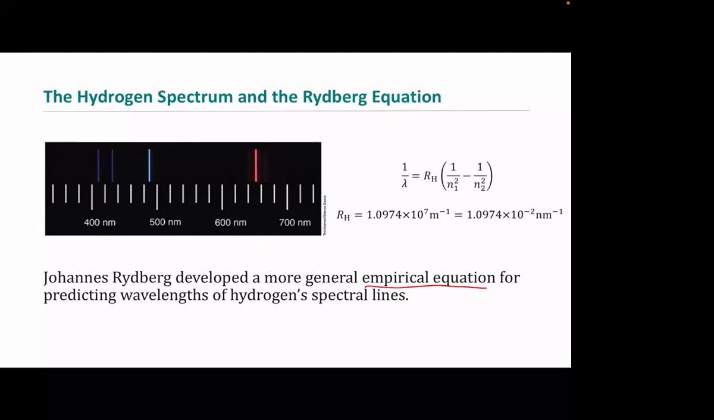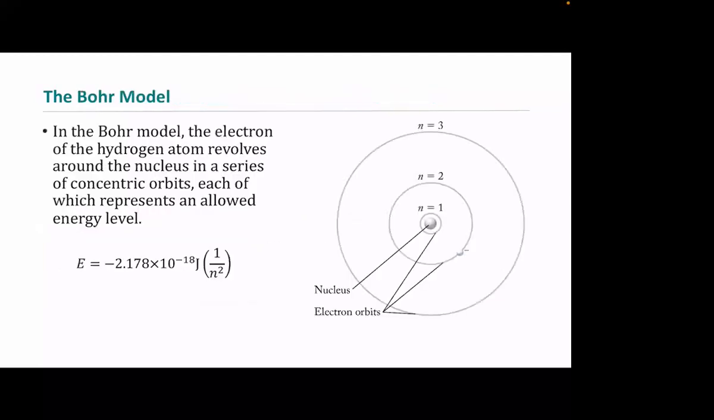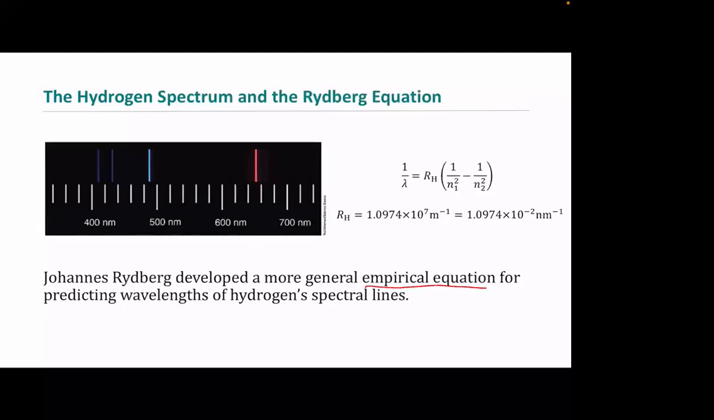And there was another one, I didn't include that slide. That's why you see the words "more general empirical equation." I deleted that one. I didn't feel like I needed to include it. But moving on, you can't explain why the equation describes the lines.